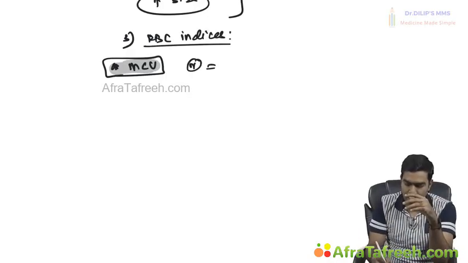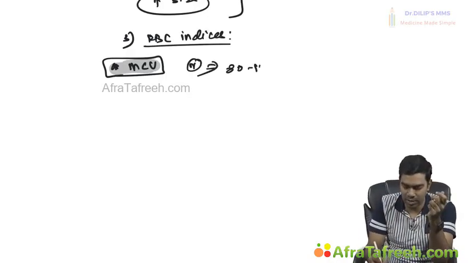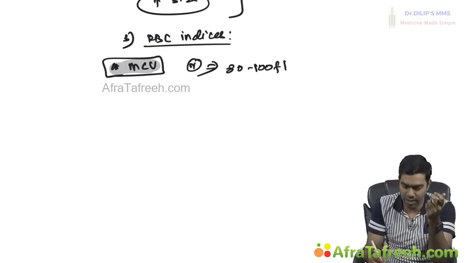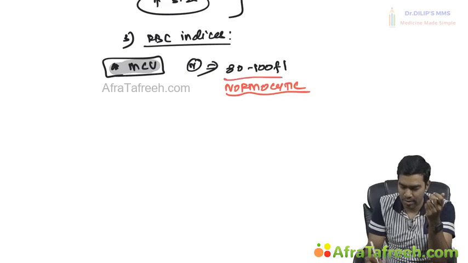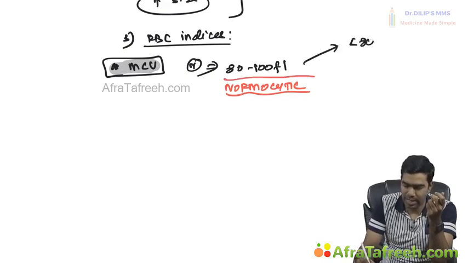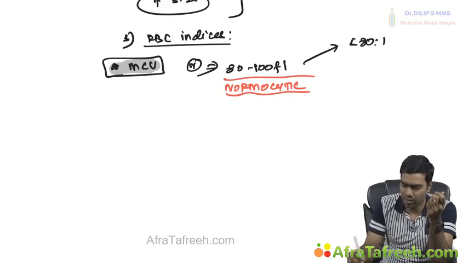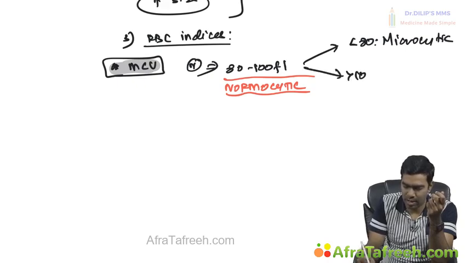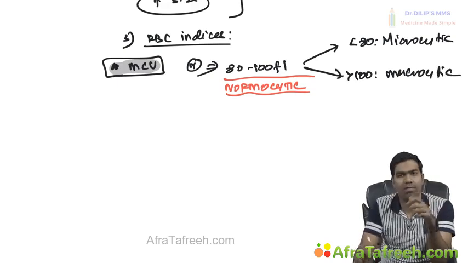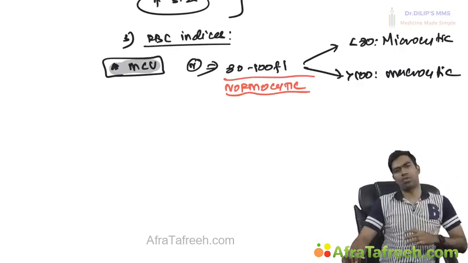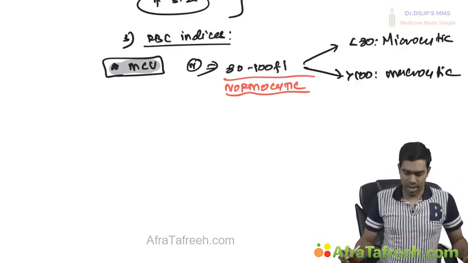If somebody asks you the normal MCV, the answer is very easy. It is 80 to 100 femtoliters. Whenever you have an RBC size of 80 to 100 femtoliters, we call it a normocytic picture. If the RBC size is less than 80, I am going to call it a microcytic RBC, and if it is more than 100, I am going to call it a macrocytic RBC. We have innumerable examples for that, which is not that important.